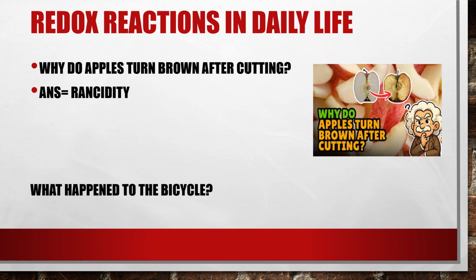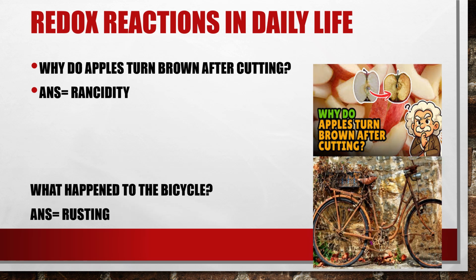Now, if you see this bicycle, it is completely covered with brown colored dust. What happened to the bicycle? The answer is rusting. So now we will move towards two very different words, rancidity and rusting. Let's move.